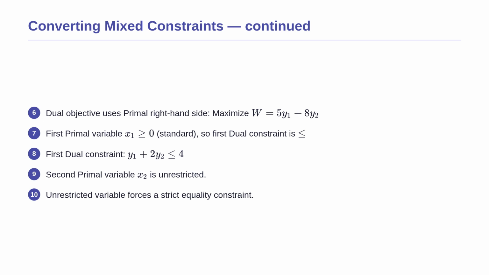Next, we construct the dual constraints. The type of constraint in the dual is dictated by the sign restrictions on the primal variables. The first primal variable x1 is a standard non-negative variable, so the corresponding first dual constraint takes the standard less than or equal to form for a maximization problem. The second primal variable x2, however, is unrestricted. A strict mathematical consequence of this relationship is that an unrestricted primal variable forces the corresponding dual constraint to be a strict equality.